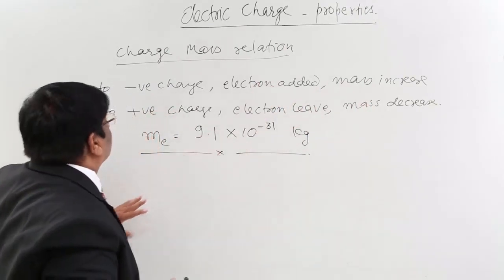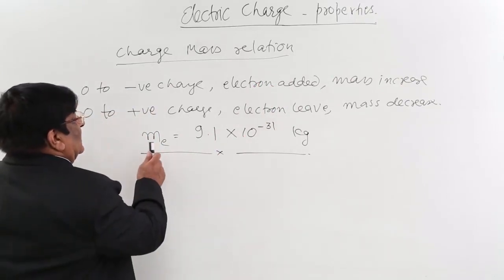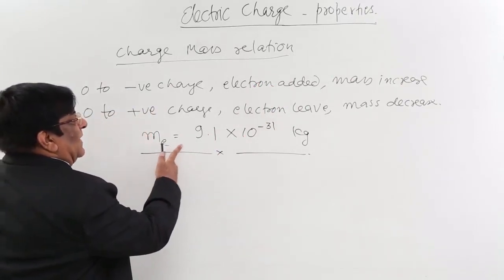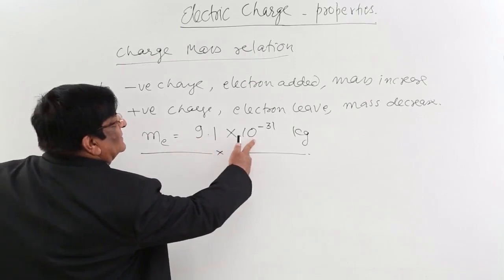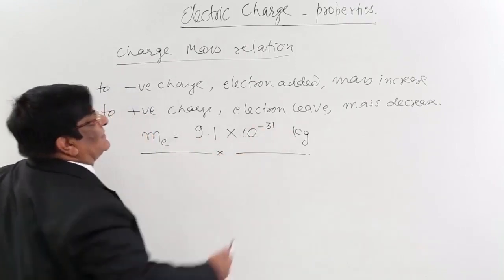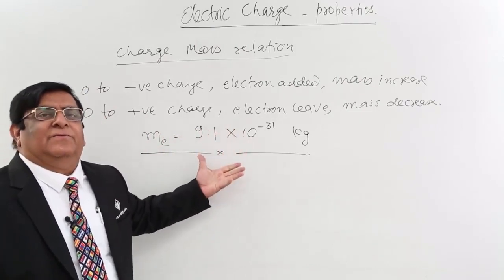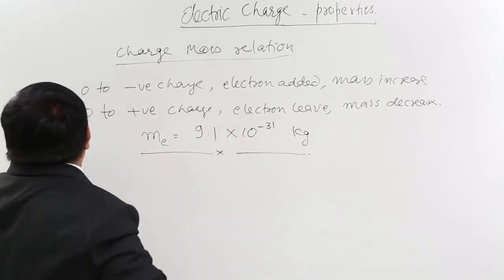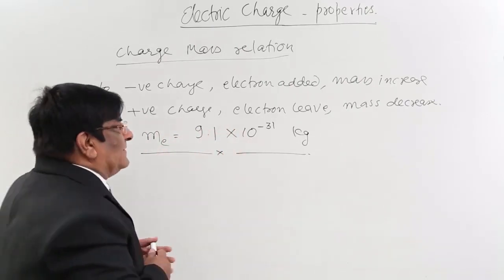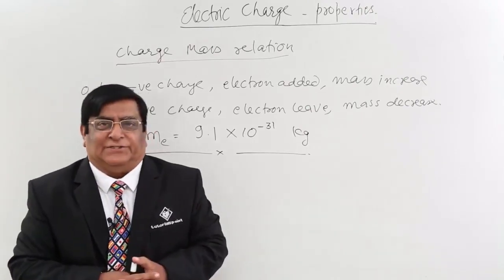Now, for your reference, how much? Answer, one electron has the mass 9.1 into 10 to the power minus 31 kg. So, whatever is the number of electrons leaving, we can always calculate mass with this. Okay. So, this is charge mass relation.